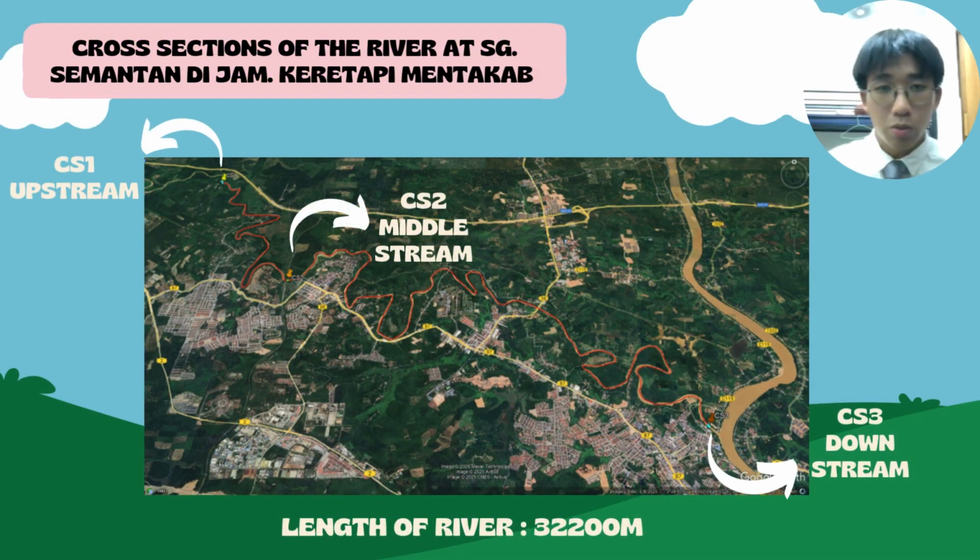For the cross-section of the river at Sungai Semantan at Jambatan Kereta Api Mentakap, we have determined cross-section 1, which is the upstream, cross-section 2, which is the midstream, and cross-section 3, which is the downstream, to clearly identify the direction of the water flow.